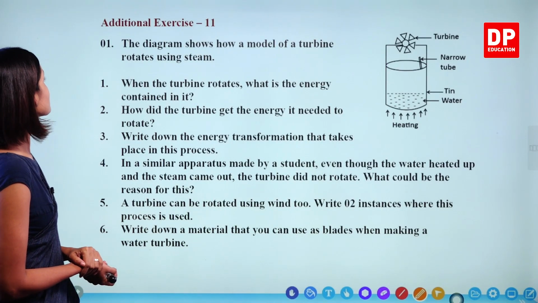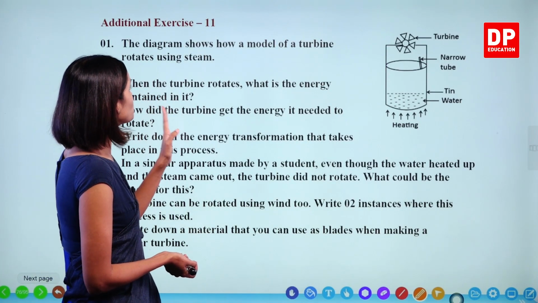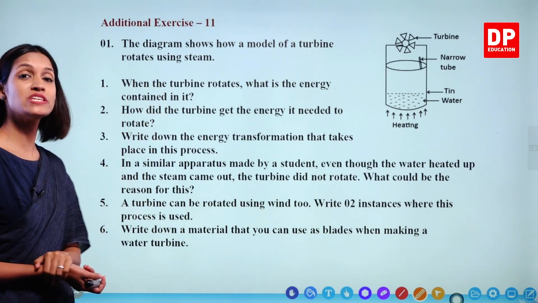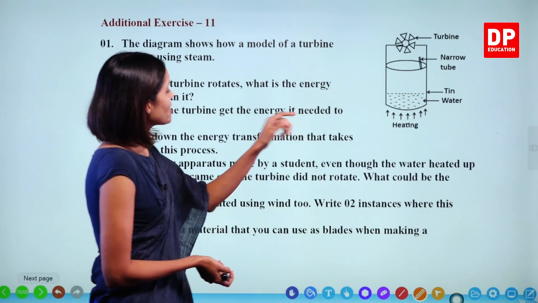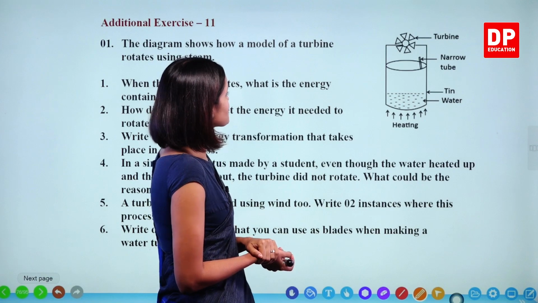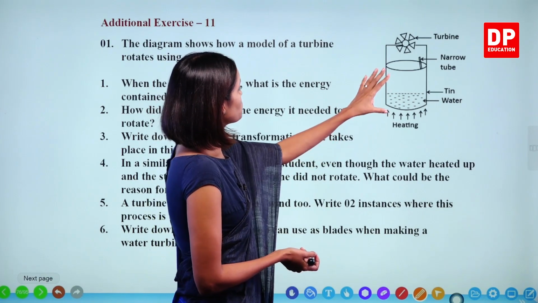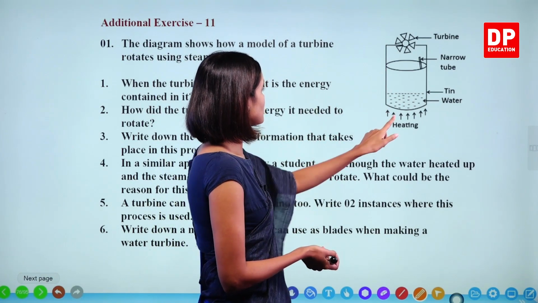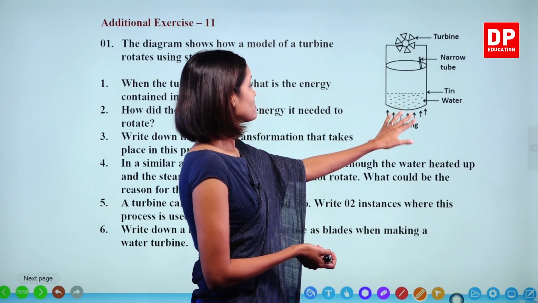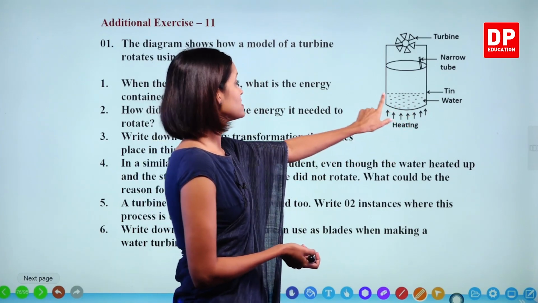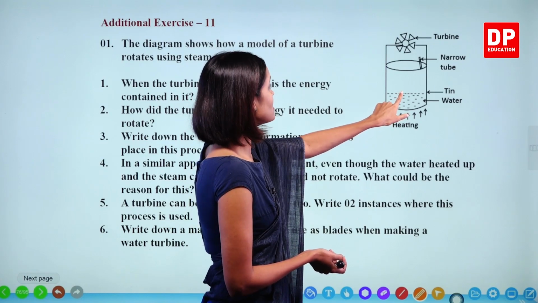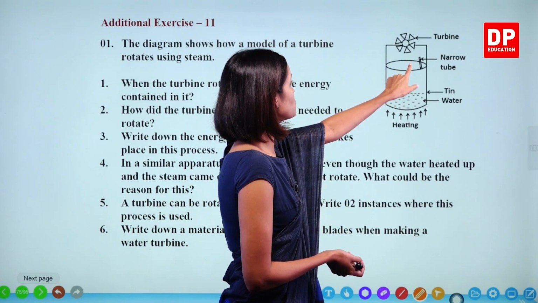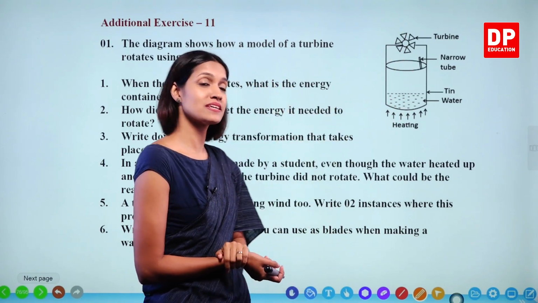Next exercise. The diagram shows how a model of a turbine rotates using steam. Look at the diagram, children. Try to understand what is given here. So if you look at the diagram, you can see here heating. You have to heat water. This is the tin and water present. You can see this narrow tube and a turbine fixed, right?